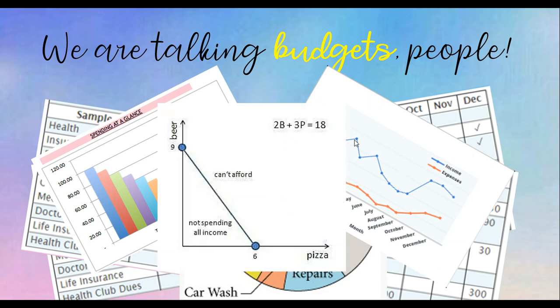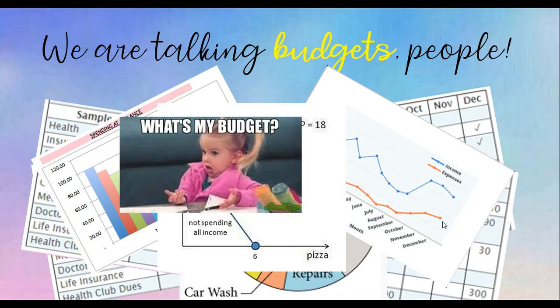And lastly, we're going to talk about budget line graphs. I just thought this one was funny. One side is pizza, the other side is beer. Down here, you're not spending all your income. Over here, you're spending too much. Between those two things, what can you afford? What's my budget?